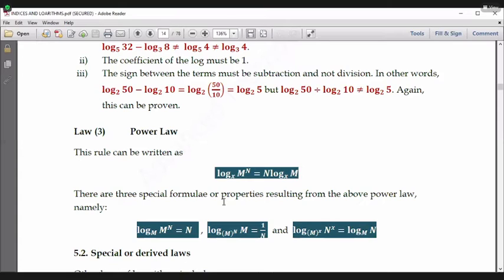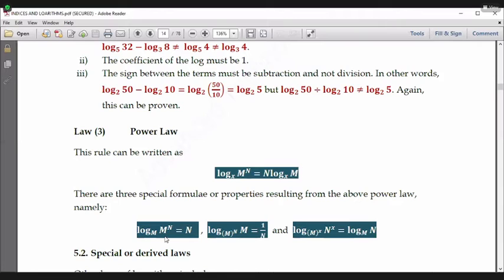There are also other special properties resulting from the above formula, so that if I have log to base m of m, it is 1, because we have to look at what we call the special case. To avoid confusion, we just want to know that log to base x of m raised power n is the same as n log to base x of m. And then now we have what we call special or derived laws.